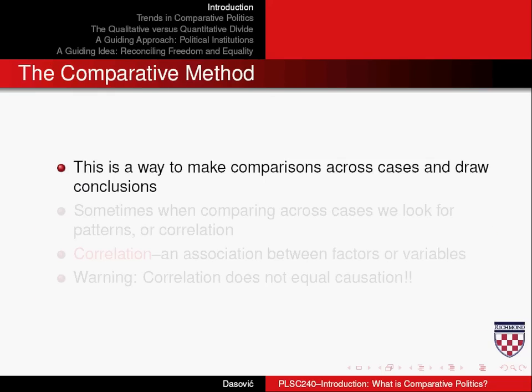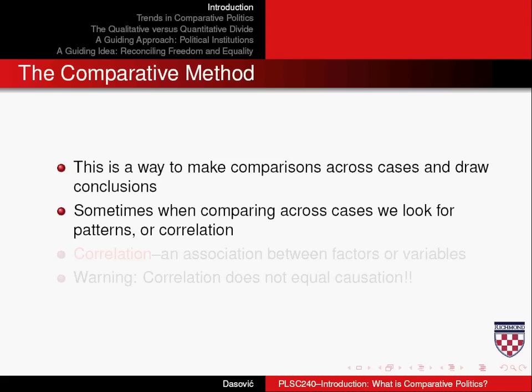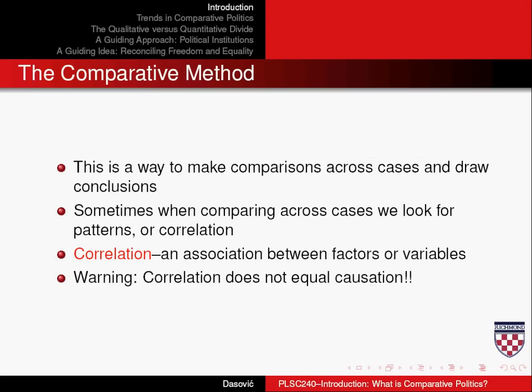Okay, so here's a couple of important things. The comparative method is a way to make comparisons across cases and draw conclusions. It uses logic and evidence. Now, when we compare cases, we often look for patterns, or what are called correlations. Correlation is simply an association between factors or variables, and I'll define what factors and variables are in a second. But remember that correlation does not equal causation.